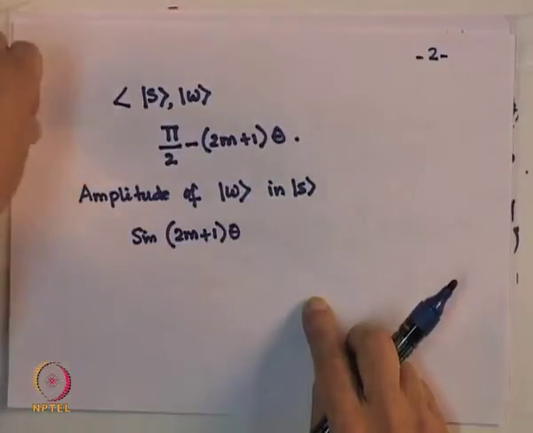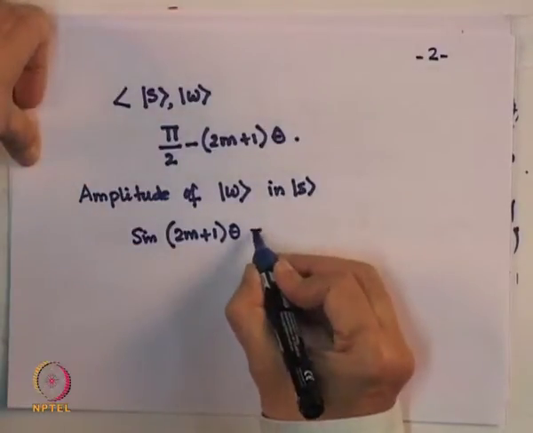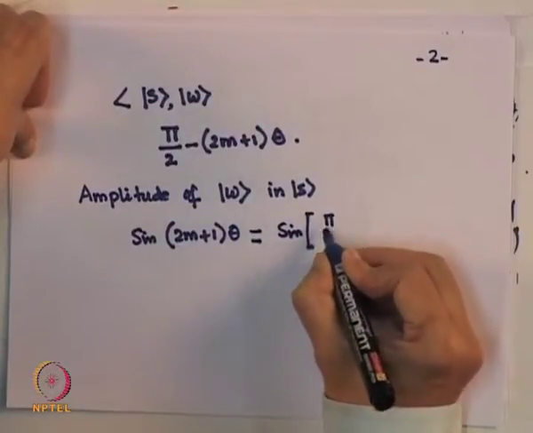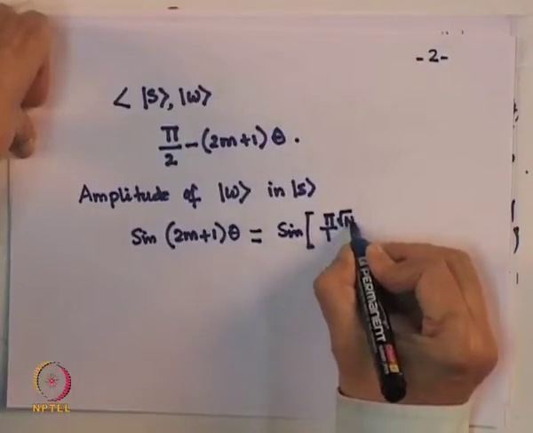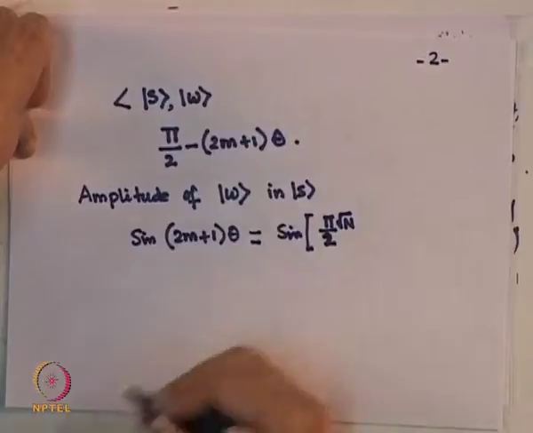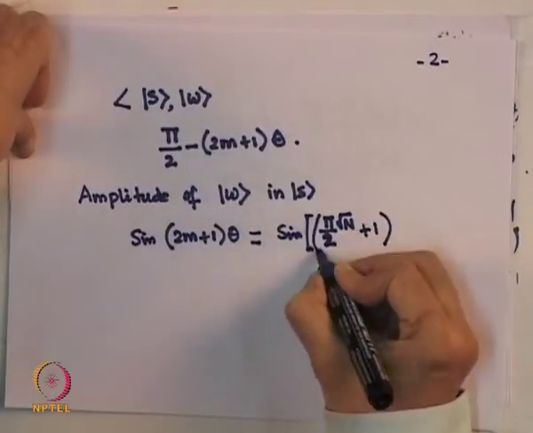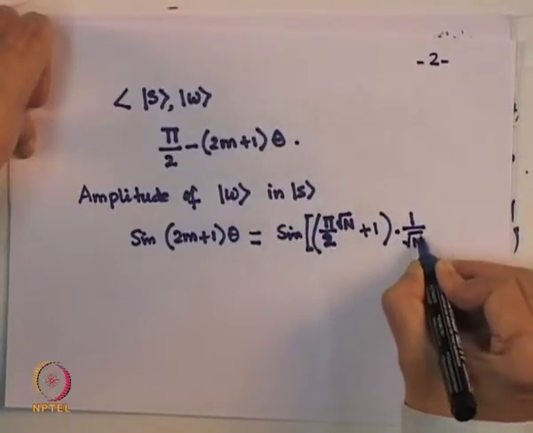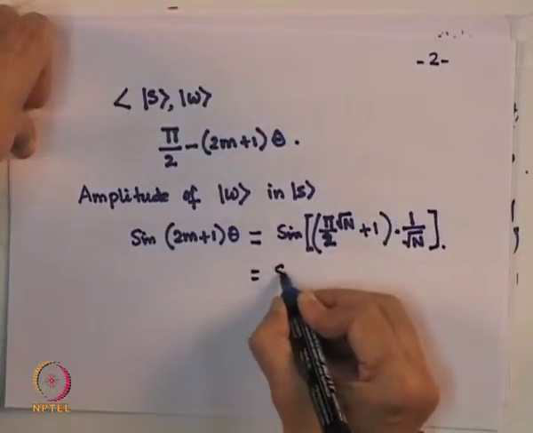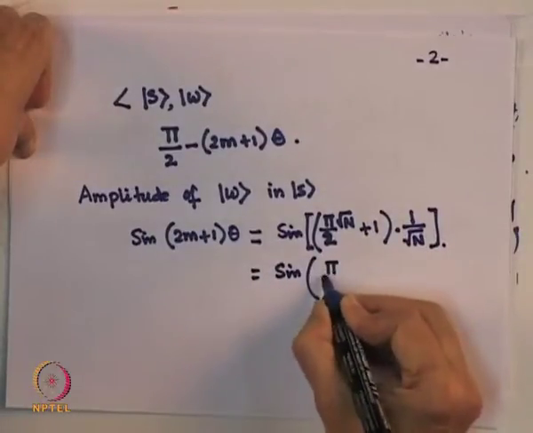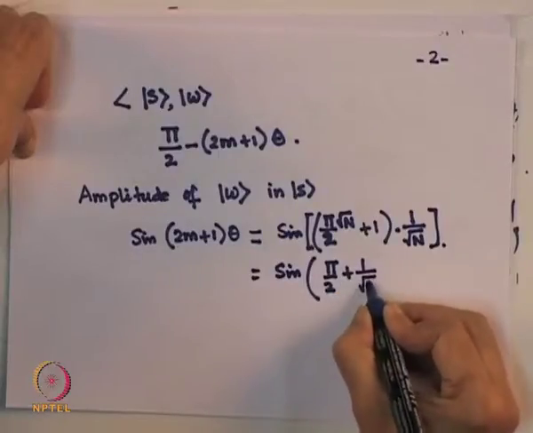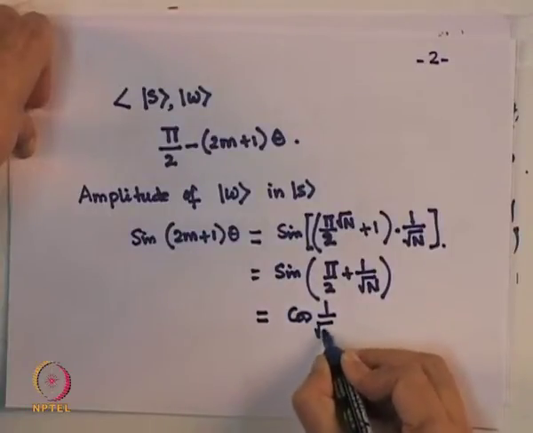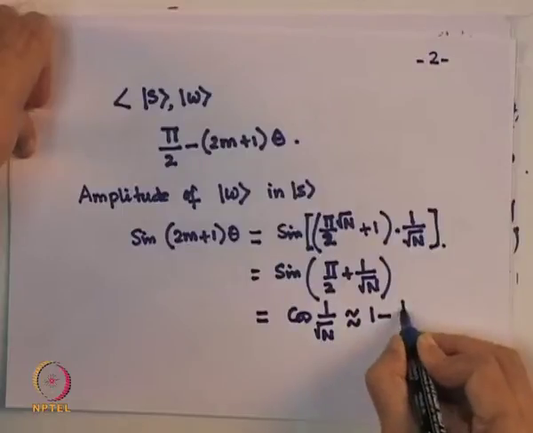because it should be cosine of that, and equal to that. I can put in the value of m that I just now calculated, that is sine of pi by 4 square root of n multiplied by 2, so it is (pi by 2 square root of n plus 1) times theta, where sine theta equals 1 over square root of n. So that's equal to sine of pi by 2 plus 1 over square root of n, which is cosine of 1 over square root of n, and for large n this is given by 1 minus.